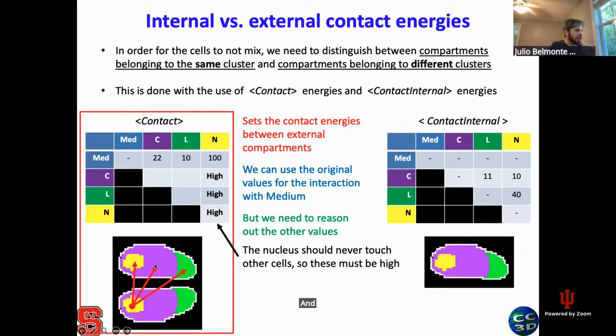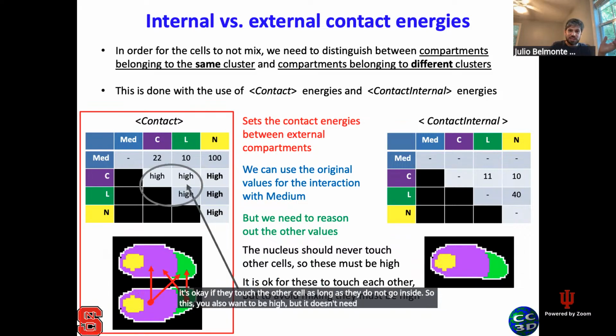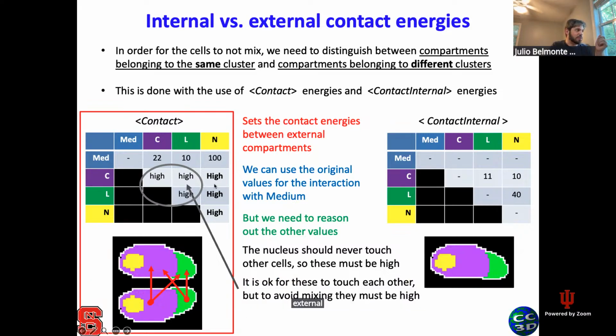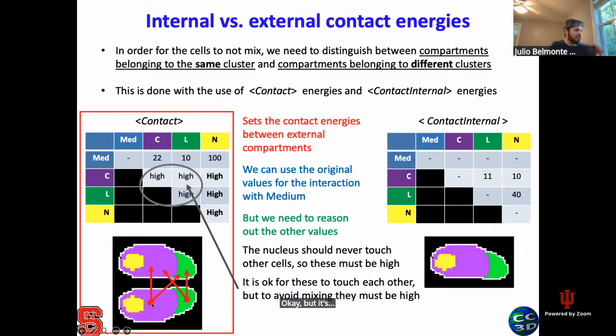And these other ones, well, the nuclei, the cytoplasm and the lamellipodium, it's okay if they touch the other cell as long as they do not go inside. So you also want this to be high, but it doesn't need to be as high as the external contact of the nuclei with the other cells. So it should also be high, but doesn't need to be as high as before. Does it make sense? So here I'm saying that the nuclei should never touch the other cells, but it's okay for these other two to touch the other cell, but they should not mix.